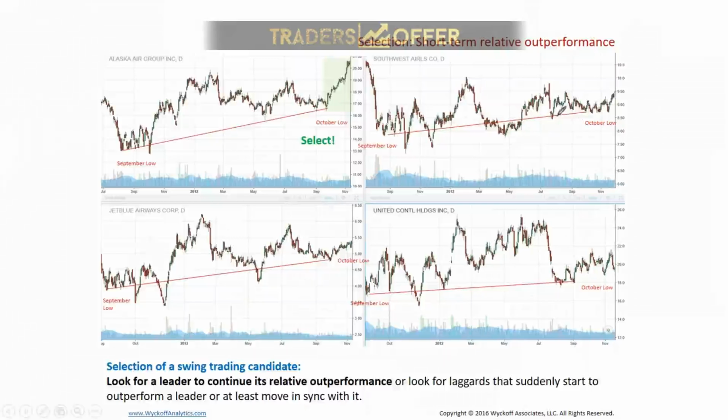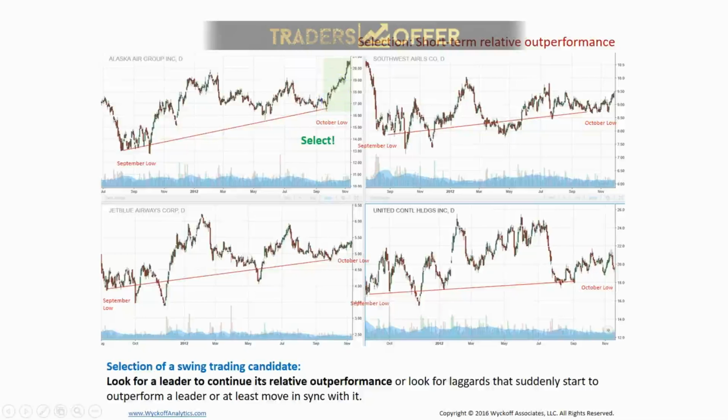Southwest is not going down, but it's just consolidating. JetBlue is trying to go up a little bit, and then United is also trying to go up a little bit. So all of those stocks are exhibiting the characteristics of the leadership stocks, even though three of them are not necessarily the leader within the group. So we're still attracted to Alaska Airlines, and therefore we would be establishing a swing position somewhere here in this area as the market goes down and the stock is going up.